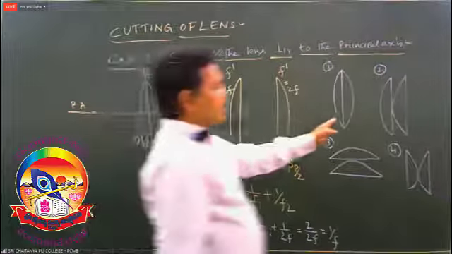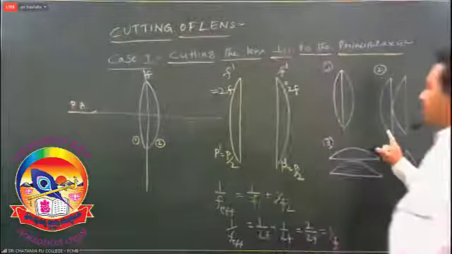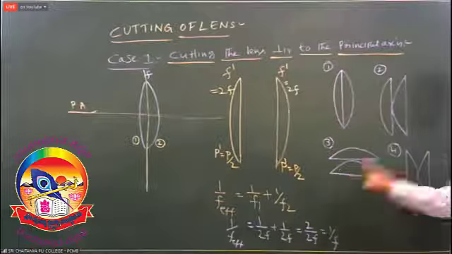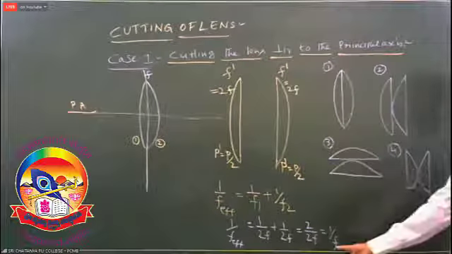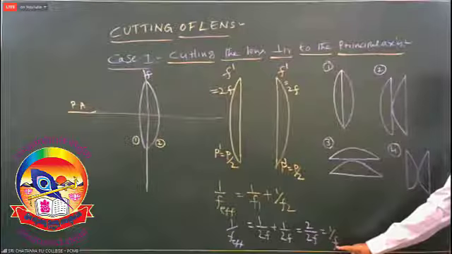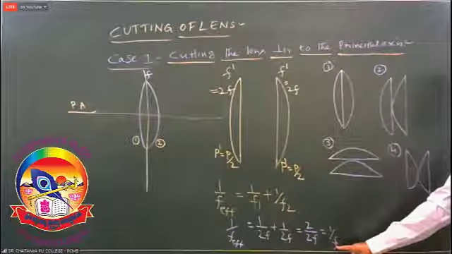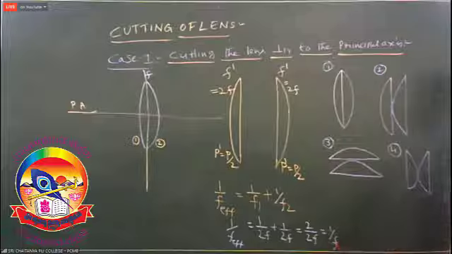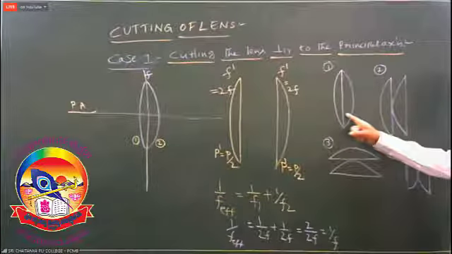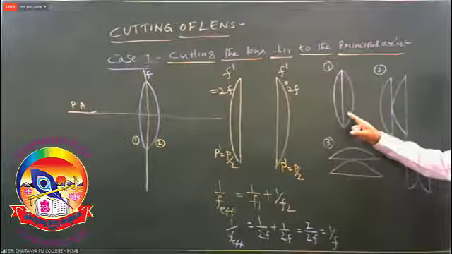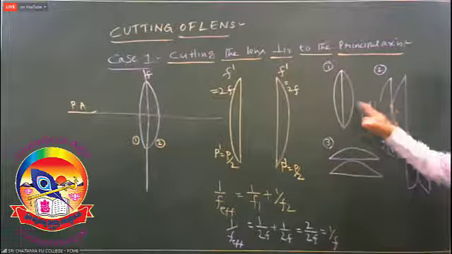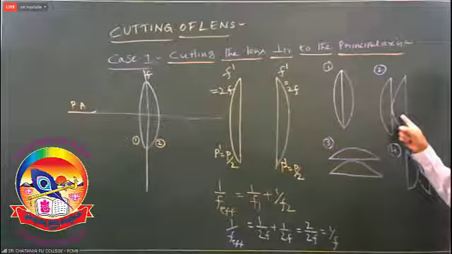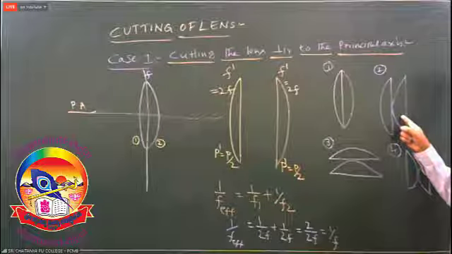Whether they are joined like this, or kept like this, in this way or in this way, the effective focal length is f only. In a competitive examination, they will ask the ratio of the effective focal length when they are connected like this to like this. Here also f, here also f. f divided by f is equal to 1:1.